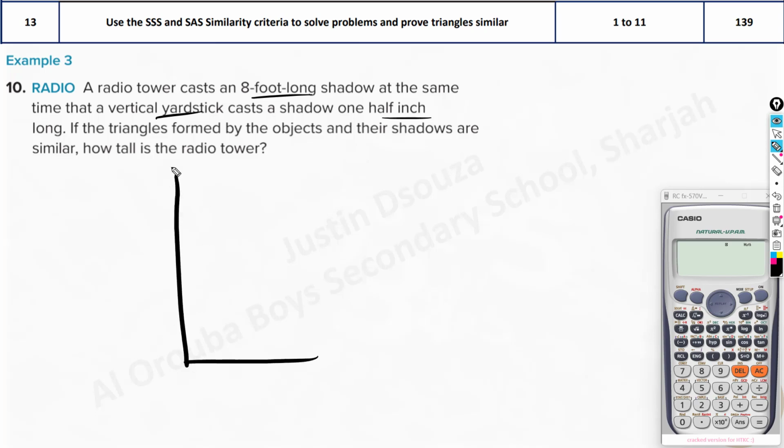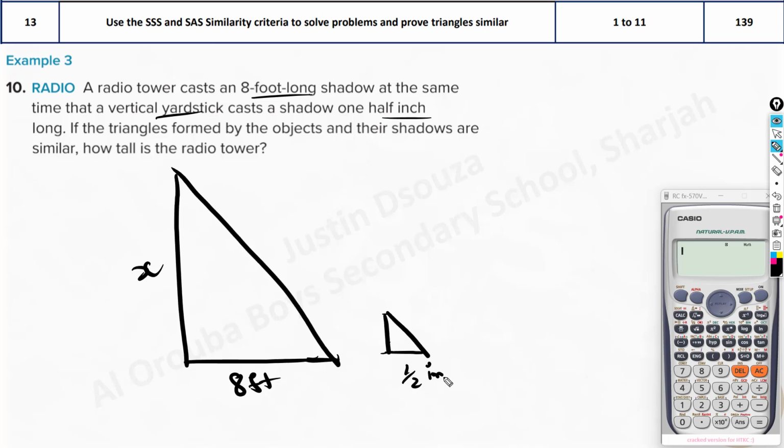Now imagine this is the 8 foot shadow created by a radio tower. Now you have to find the height of the radio tower. So this is unknown x, but this is 8 feet. And a yardstick. Yardstick means 1 yard. That is creating a shadow of half an inch. And over here, 1 yard.